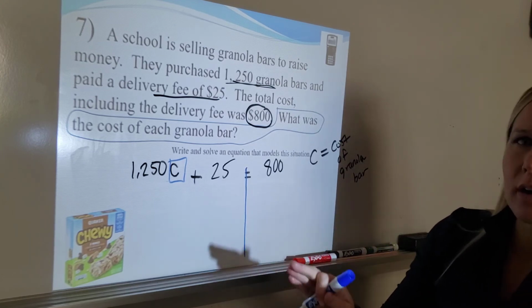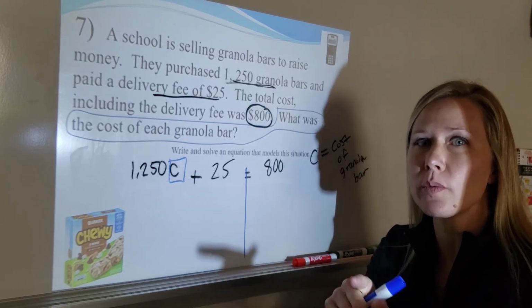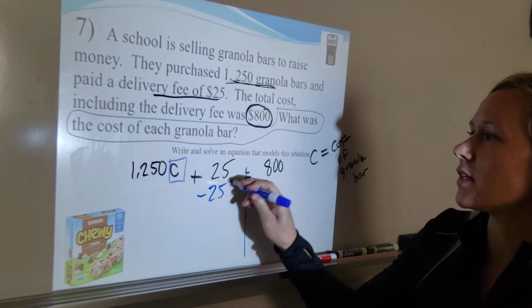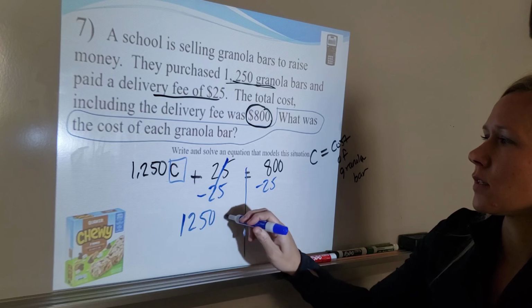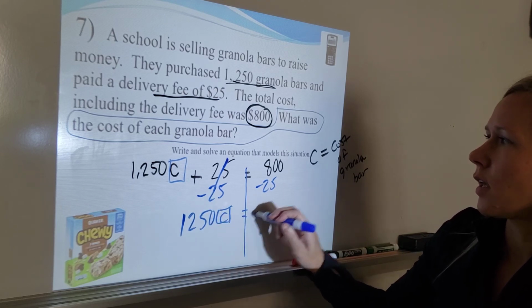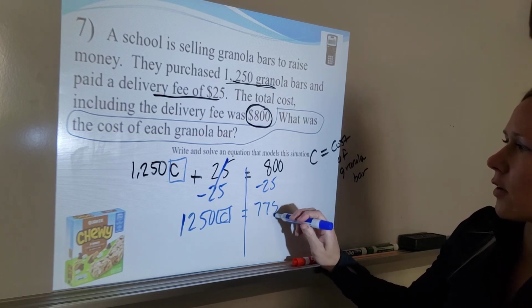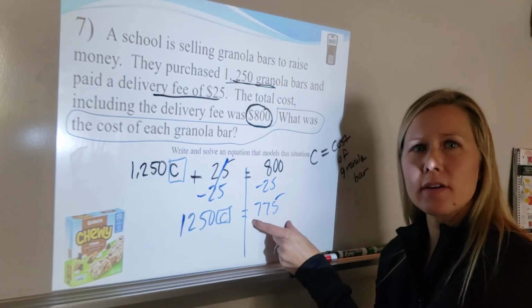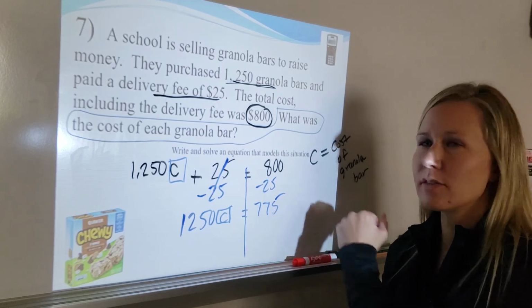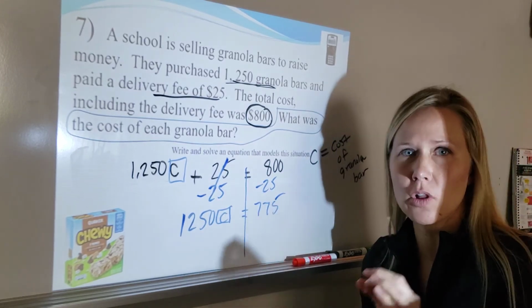All right, so let's start off by subtracting 25 from both sides. Really what we're doing is we're just taking away the delivery fee. So let's take that away, times C. We now get $775. So this is just telling us that the granola bar cost was $775, right? Because we took the delivery fee away. This is what we actually paid for the granola bars.